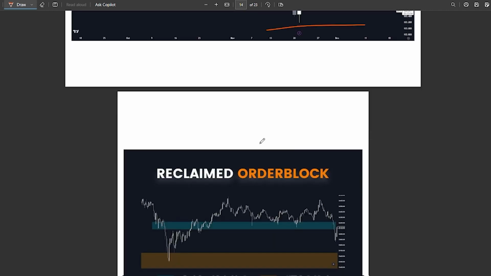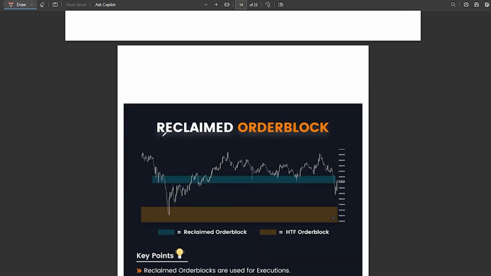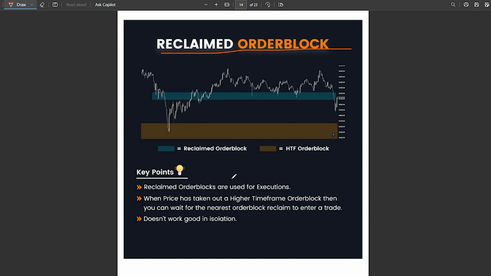So now let's move on to our fifth type of order block, that is reclaimed order blocks. Reclaimed order blocks are used for executions and they can't be used in isolation. You must combine reclaimed order blocks with higher time frame order blocks to give you a better trade entry. Let me explain all of this in an example.